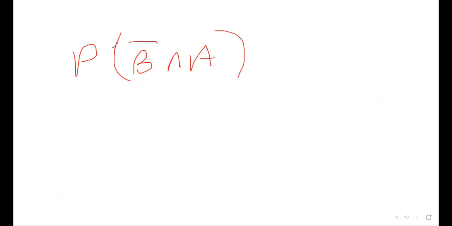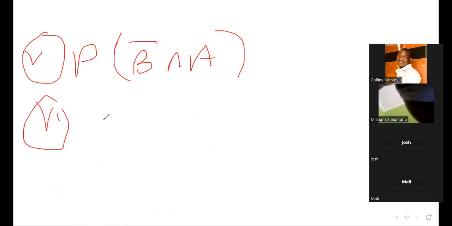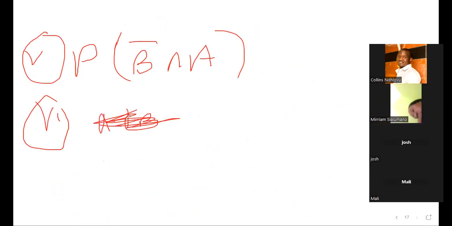All right, so we have this kind of equation. That is number 5. Then A and B. Yeah. Together.